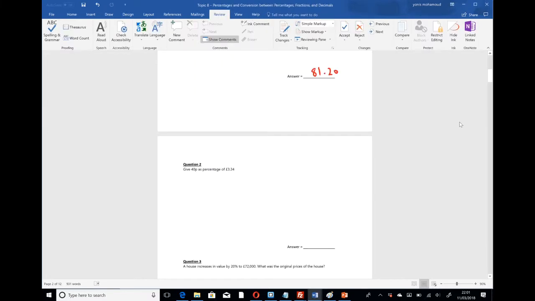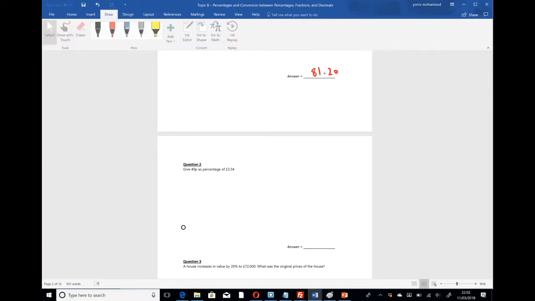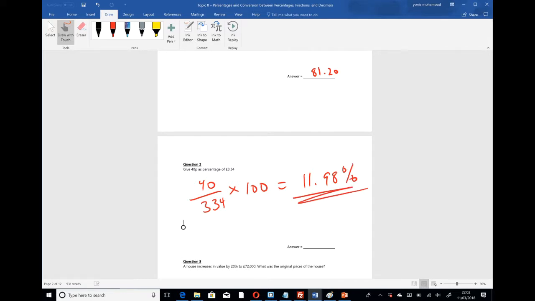Okay, so question number 2 asks, give 40p as a percentage of £3.34. If we were just asked to give 40 as a percentage of 334, I would just do a simple 40 over 334 times 100. Just plug that into the calculator, so 40 divided by 334 times 100, which is 11.98%. And just like that, job done.